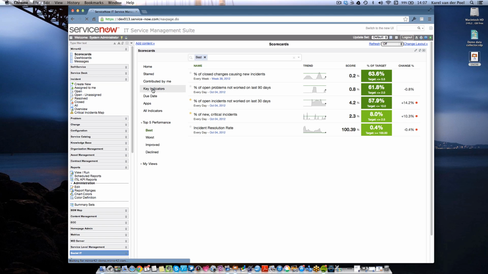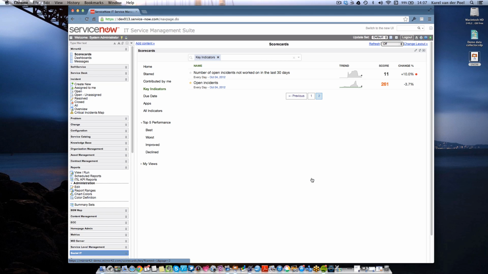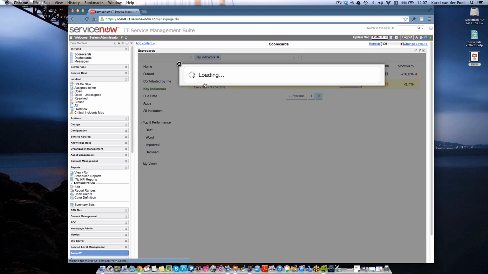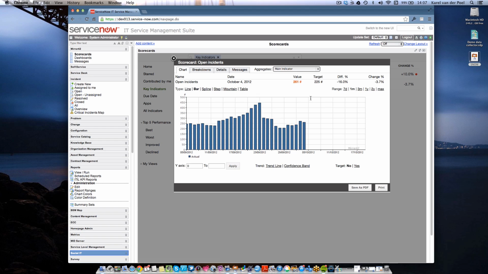Now, if I go back to my key indicators, I will start launching one of the indicators in more detail. So I'll go to the next page and look up the open incidents. There it is. So we have 261 open incidents, which is in red. We're above target, as you can see, which is not a good thing. And we've been growing the backlog by 3.7%. So if I zoom in on that, and this is what end users can do, I can launch a detailed scorecard. Turn it into a bar chart, zoom in on the last month, draw in a trend line, but also apply an aggregate. I don't want to analyze this on a daily view, but on a 7 days running average view.